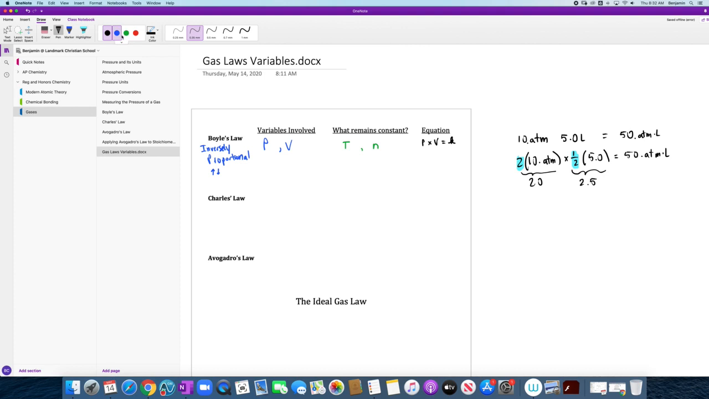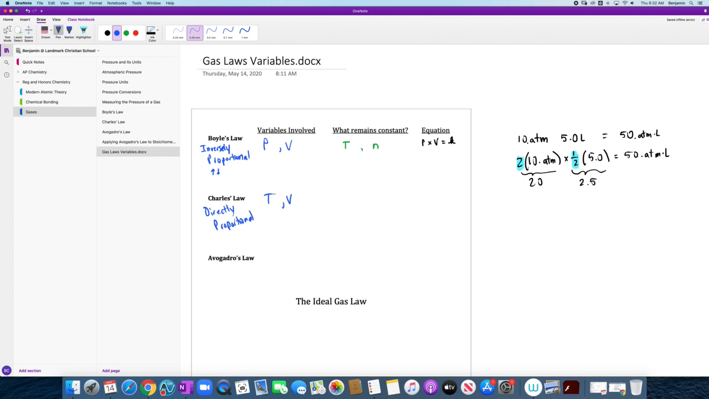Now Charles' law. Charles' law investigated the relationship between temperature and volume. Okay, so as we heat up a gas, it expands, or as you cool a gas, it contracts. And if we use the Kelvin scale, we get a directly proportional relationship.